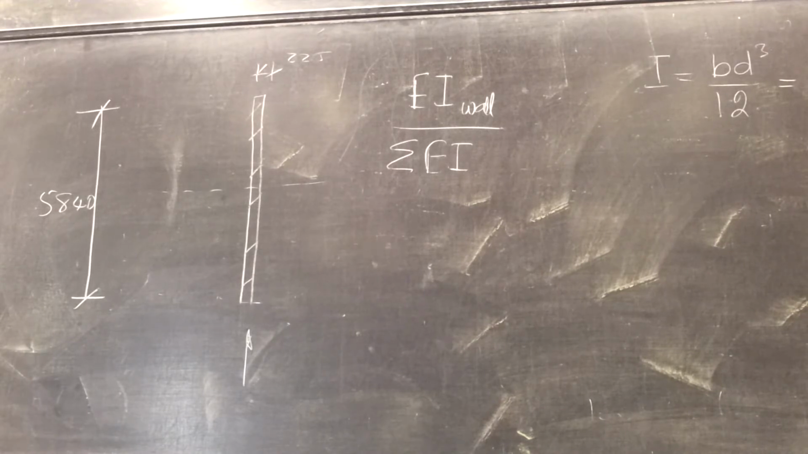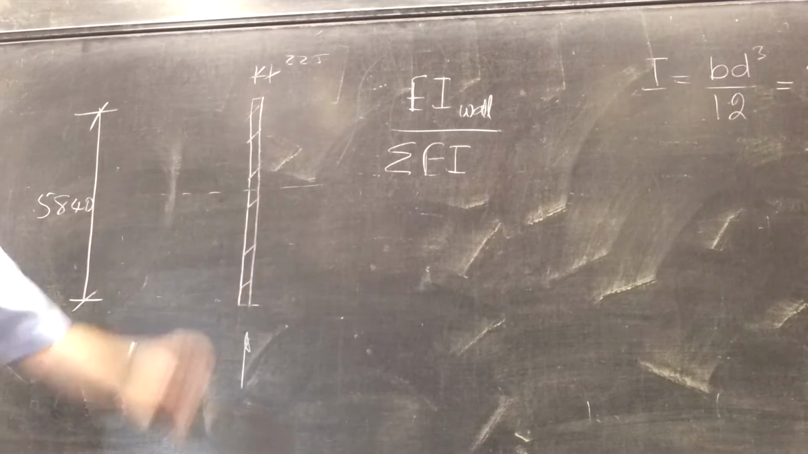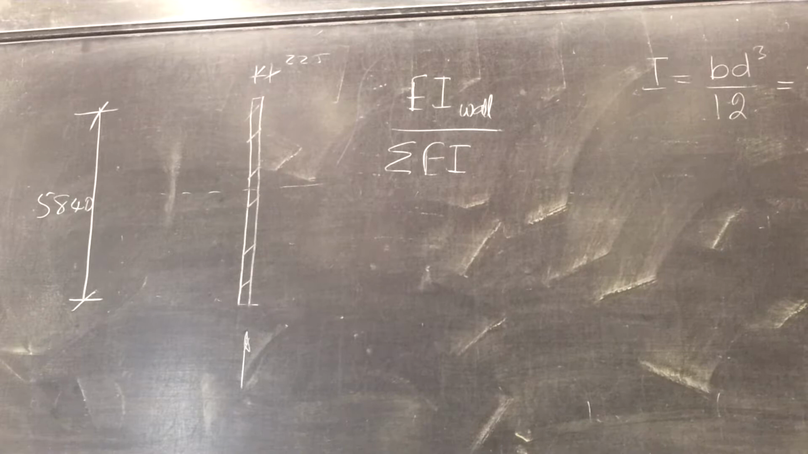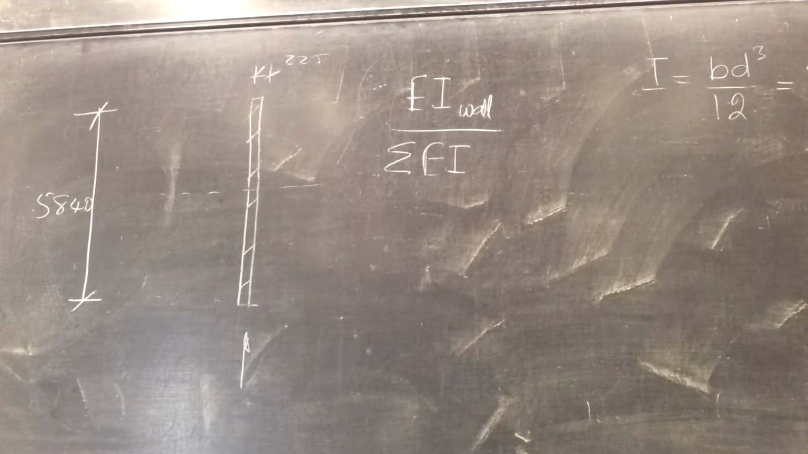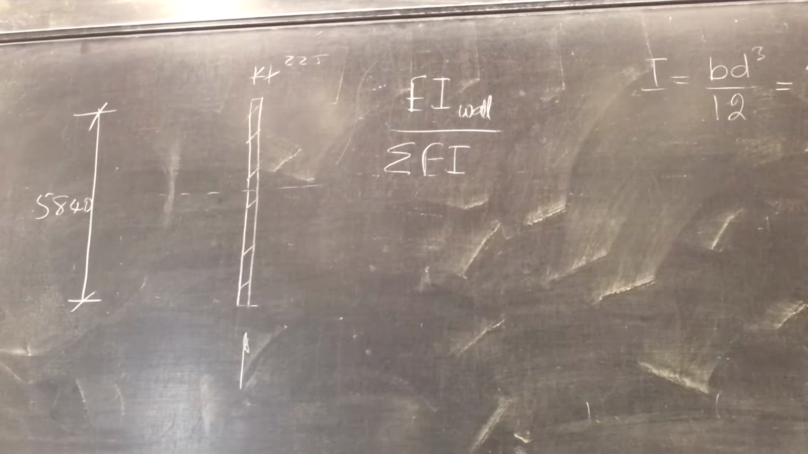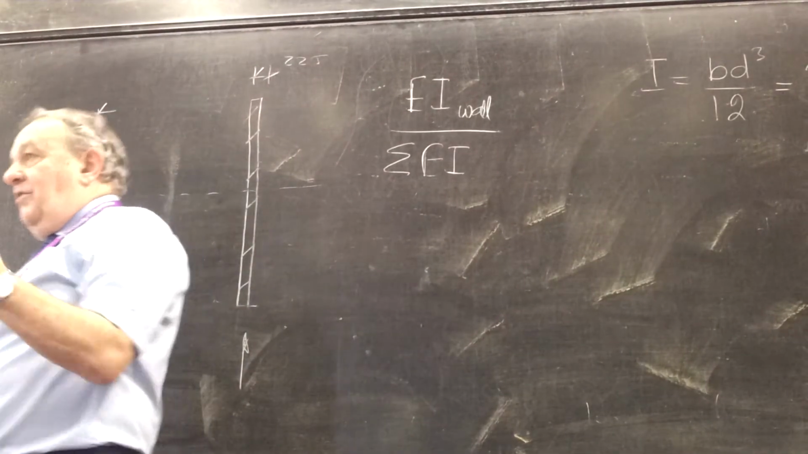So we have to calculate EI over L for that wall, and then divide by the EI over L for that one, plus that one, plus that one. And that'll tell us how much of the 150 goes in there, and how much goes into those side walls there. So that's usually the first bit of one of these problems, how you distribute the load.